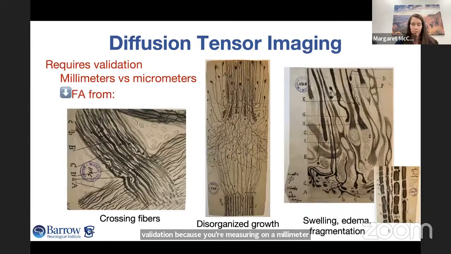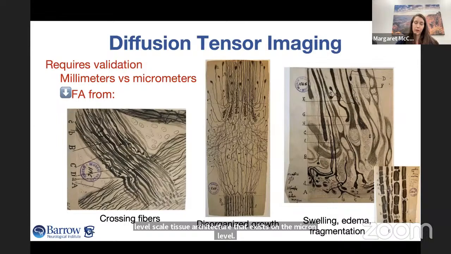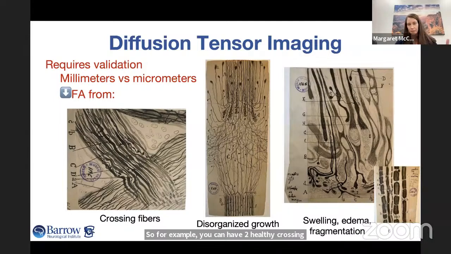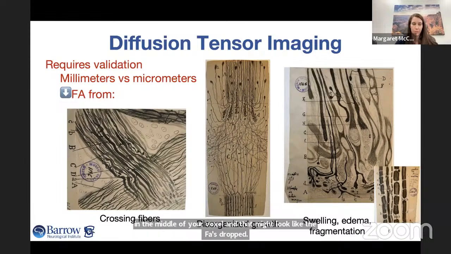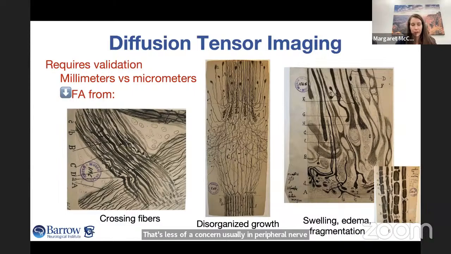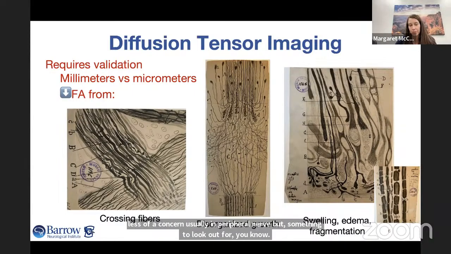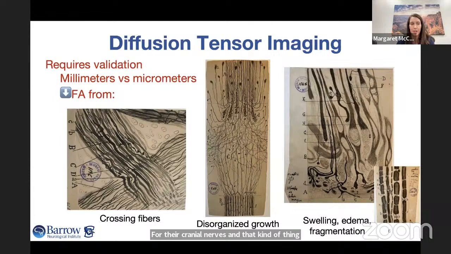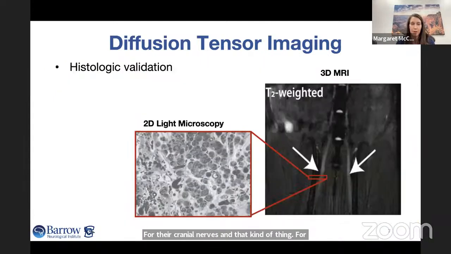And these are just some beautiful images from Monica Hall showing the different things that can cause a drop in FA. So for example, you can have two healthy crossing fibers in the middle of your voxel, and that might look like the FA's dropped. That's less of a concern usually in peripheral nerve, but something to look out for, for the cranial nerves and that kind of thing. You can have disorganized growth, you can have swelling, edema, and fragmentation. All of these can affect your MRI parameters.